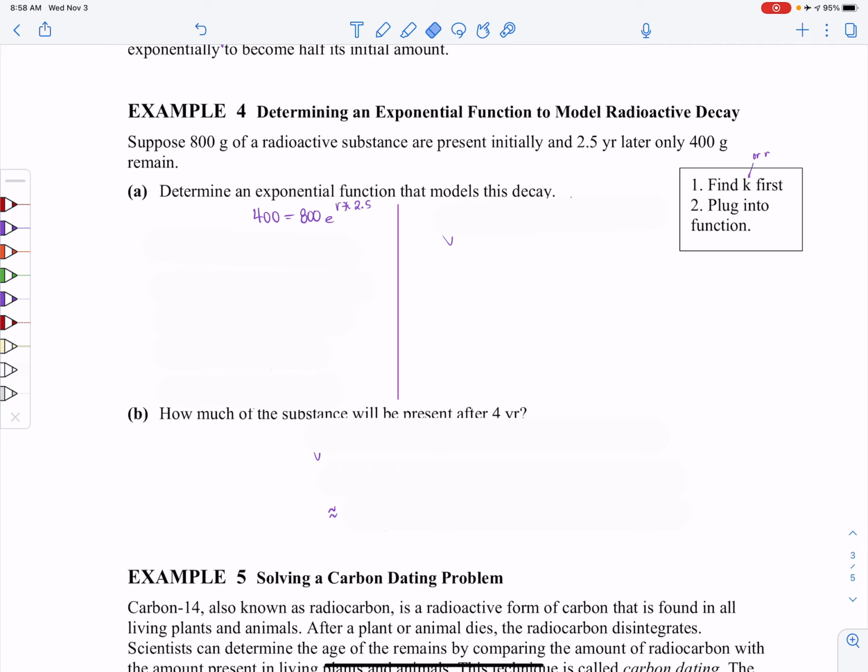So 800 is how much I started with. 400 is what I ended up with, times e raised to the r, or you could use k, times 2.5 years. All right, so we'll divide on both sides then by my 800. 400 divided by 800 is a half. And then we'll log both sides, use my power property to get my power alone.